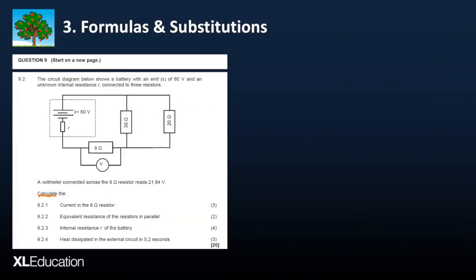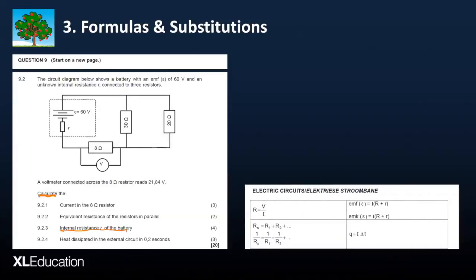Let's have a look again at another question, which is now 9.2.3. Calculate the internal resistance of the battery. Right. Let's go to the formula sheet. The only formula which has internal resistance, small r, is this one. So we need to write down the formula as is from the formula sheet, which is EMF is equal to I times R plus the small r, which is what you want, right?